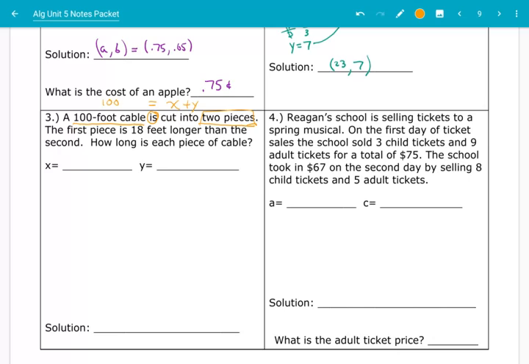So there's our first equation. X plus Y equals 100. And the first piece, well, let's define our variables. We'll just say X is the first piece, and Y is the second piece. Okay.